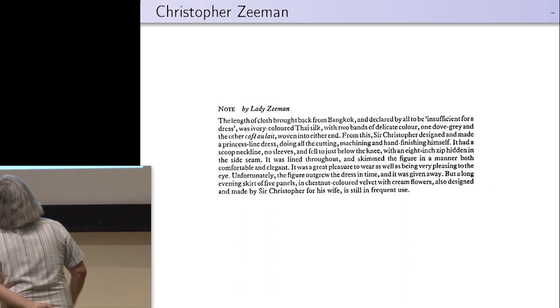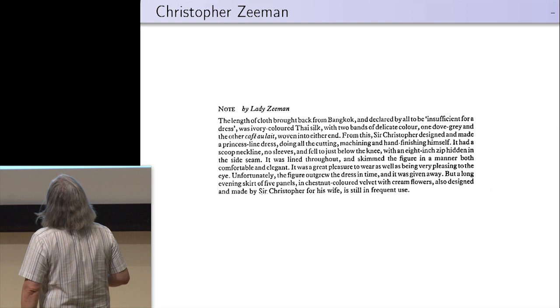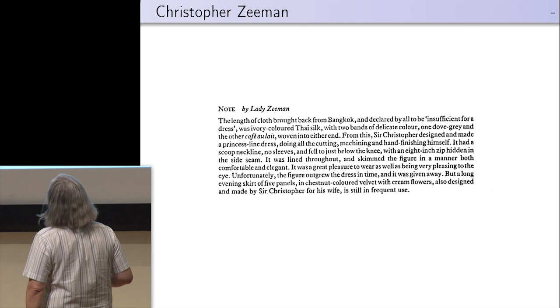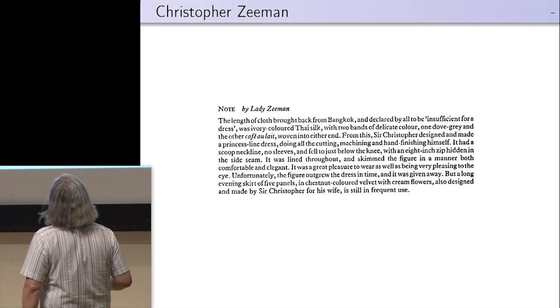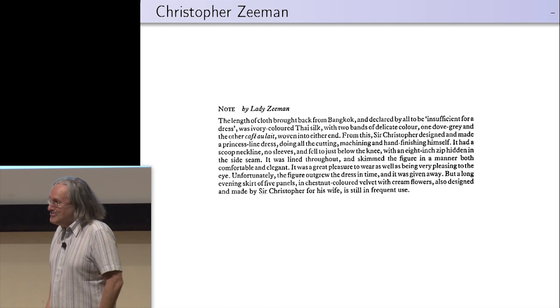Yeah, Sir Christopher designed and made a princess line dress, doing all the cutting, machining, and hand finishing himself. It had a scoop neckline, no sleeves, and fell to just below the knee, with an 8-inch zip hidden in the side seam. It was lined throughout and skimmed the figure in a manner both comfortable and elegant. It was a great pleasure to wear as well as being very pleasing to the eye. Unfortunately, the figure outgrew the dress in time.